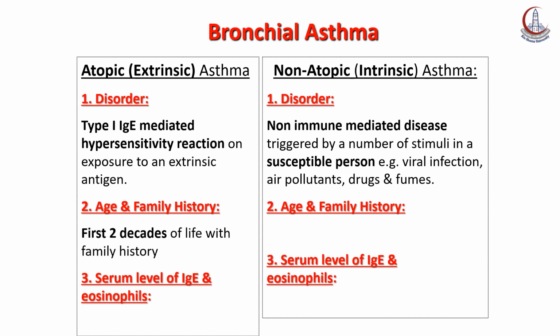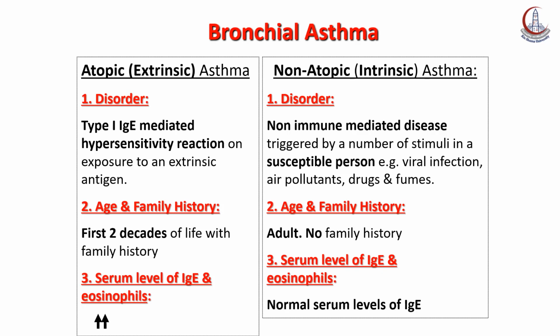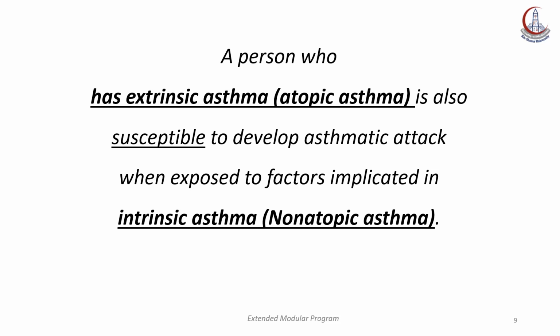The age of the atopic type is the first 2 decades of life with positive family history. The age of the non-atopic type is adulthood with no family history. The serum immunoglobulin E and eosinophils in blood are increased in atopic asthma, and normal in non-atopic asthma. A person who has extrinsic asthma is also susceptible to develop an asthmatic attack when exposed to factors implicated in intrinsic asthma, which are pollutants, viral infection, and drugs.